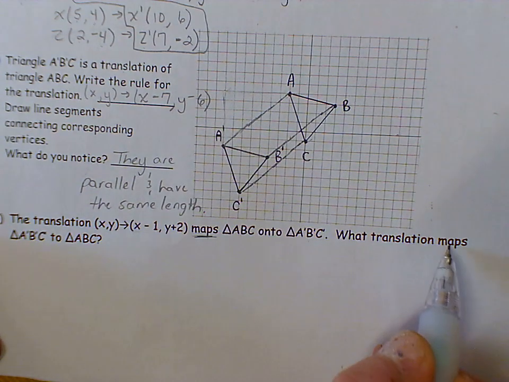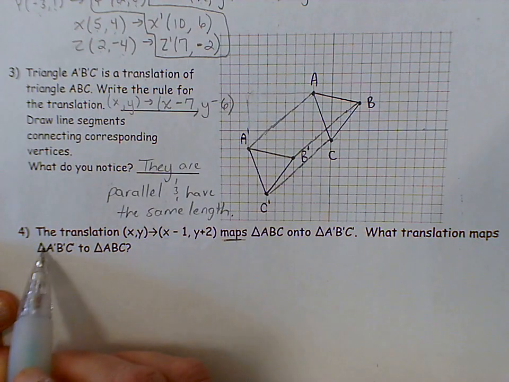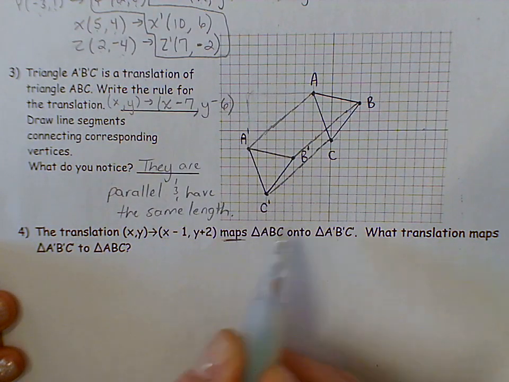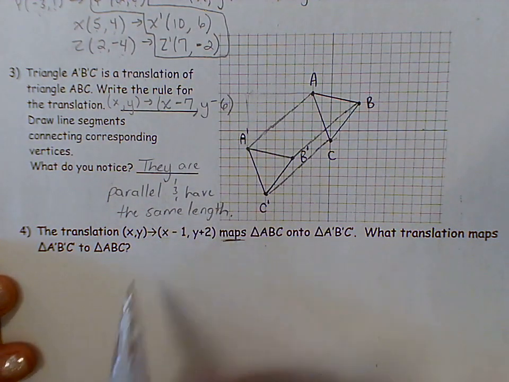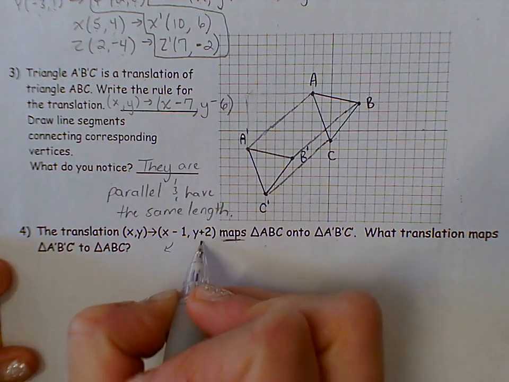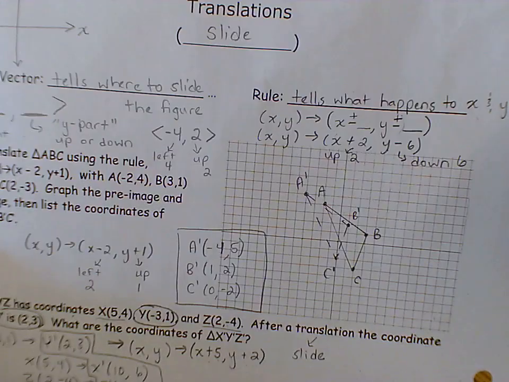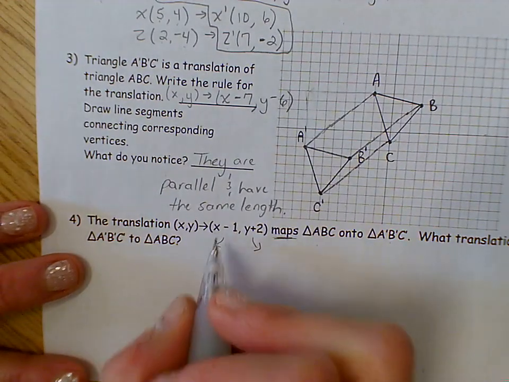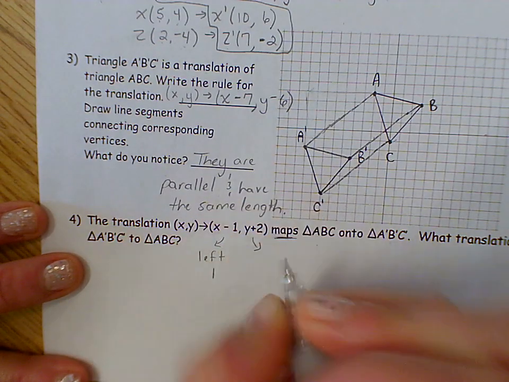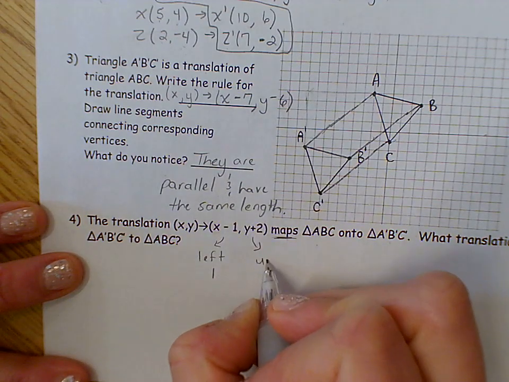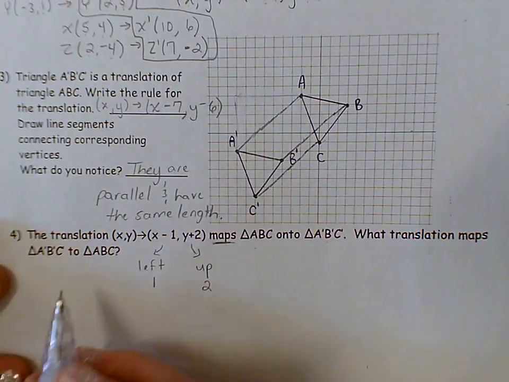What translation will map, in other words, take the image, so the figure, back to the original figure? So how, in other words, do I undo what was done? Well, if you kind of look at what this is telling you, so think back to what we talked about all the way up here. What do the rules tell you? So if you notice this one, that's our left and right one, that tells me I had to move it left 1, and that's my up and down part, so that means I had to move it up 2 because it's a positive 2. Then how do you undo that to bring it back to where it started?